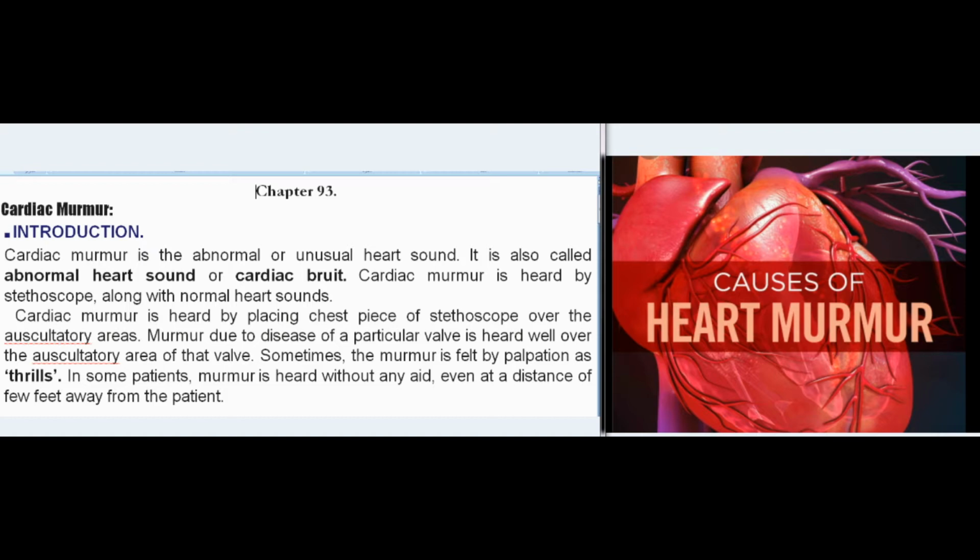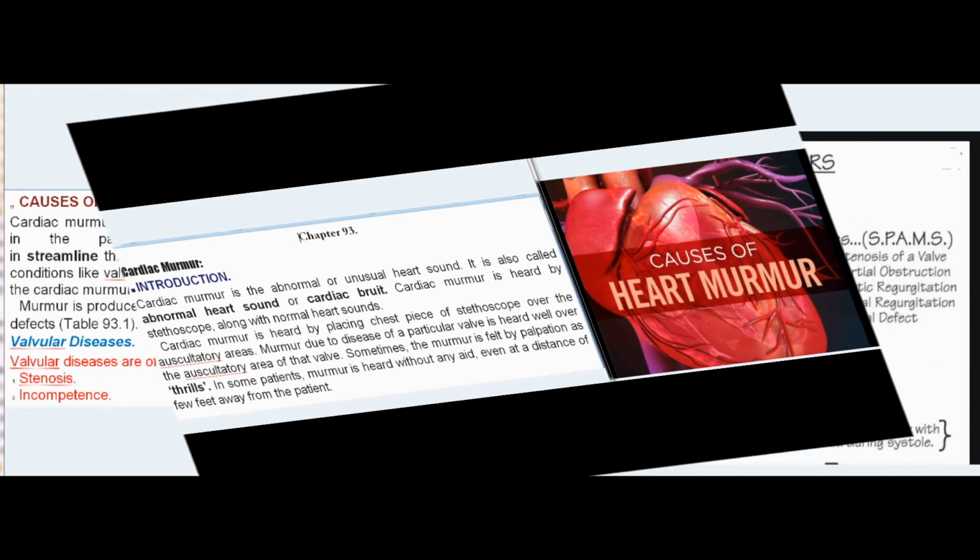Cardiac murmur is heard by placing chest piece of stethoscope over the auscultatory areas. Murmur due to disease of a particular valve is heard well over the auscultatory area of that valve. Sometimes, the murmur is felt by palpation as thrills. In some patients, murmur is heard without any aid, even at a distance of few feet away from the patient.